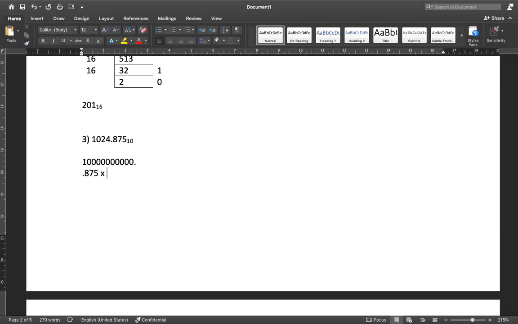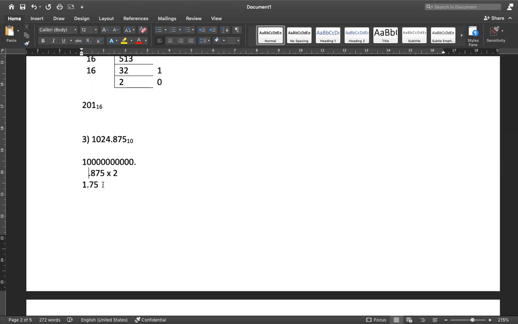0.875 multiplied by 2. What's the value? This is where you are struggling. So what is the value? 1.75. Then what is the next step?